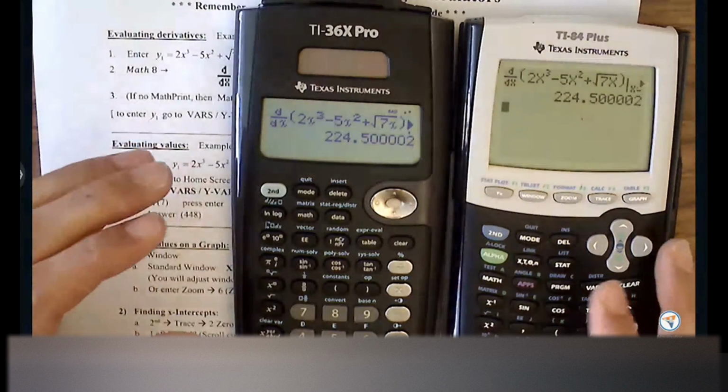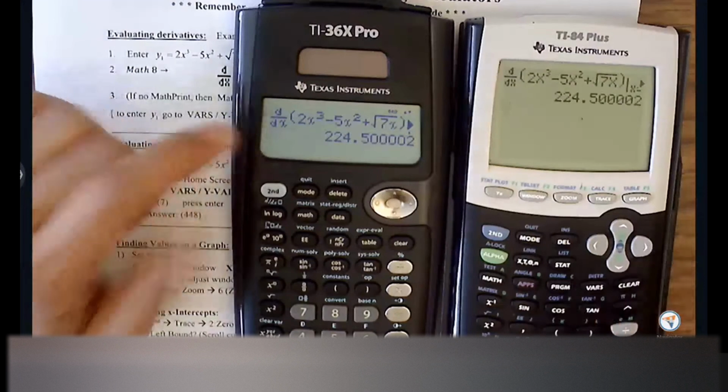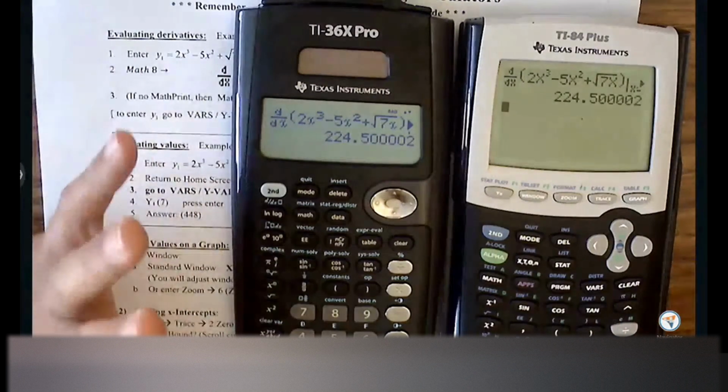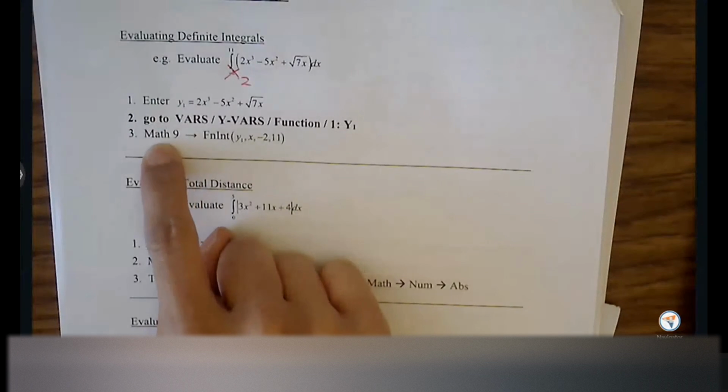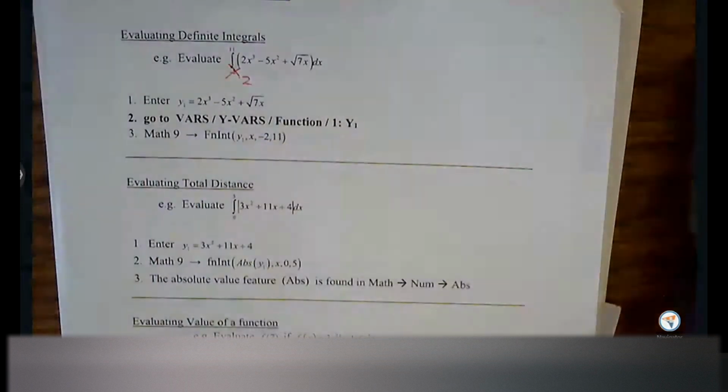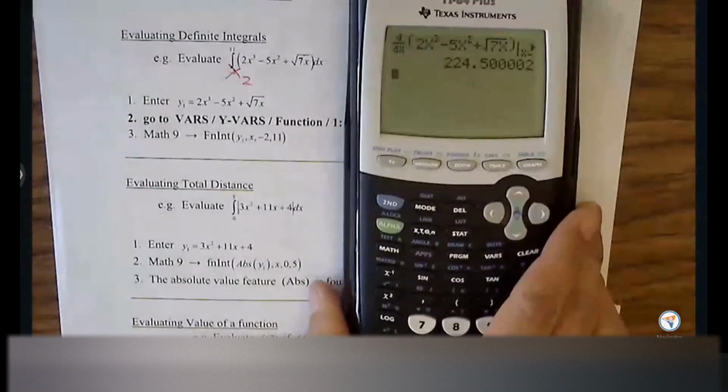Okay, the second thing I want to show you is that we can also find the area under a graph. We can do the definite integral as well. So let me show the directions on the next page. But instead of math 8, we're going to go to math 9. So there's that f and integral feature on your calculator.